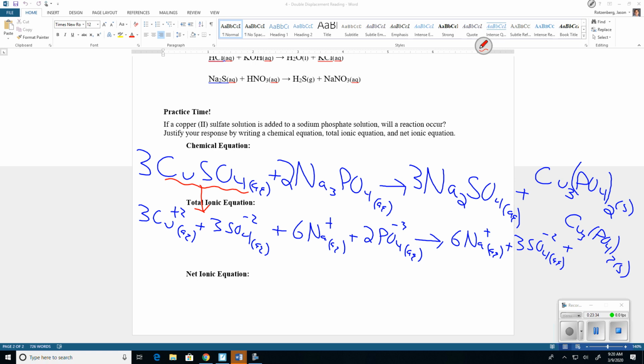Once again, similar to what we did with single displacement, we now eliminate spectator ions. Caden, can you find 1 spectator ion on this total ionic? It's the exact same on the left and the right side of the arrow. Sulfate. Yeah. SO4. There's 3 of them here, there's 3 of them there, it's identical. Rogers, there's only one other one. The sodium. Just like with single displacement, when you write your net ionic, you cancel out the spectators.